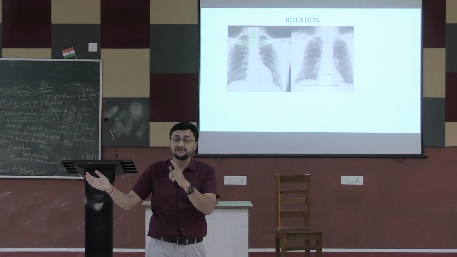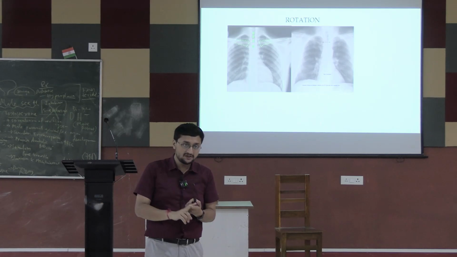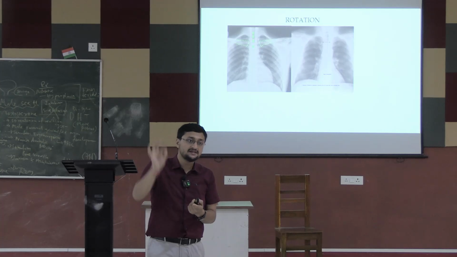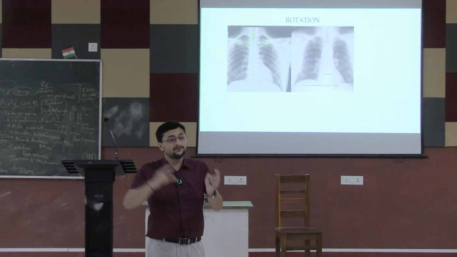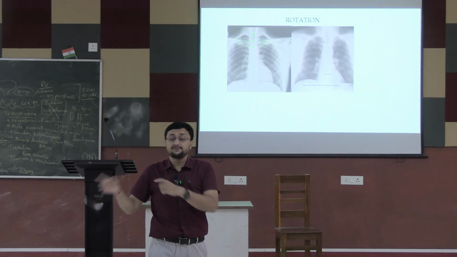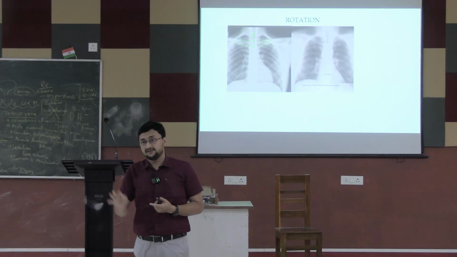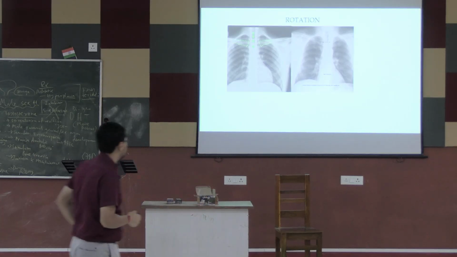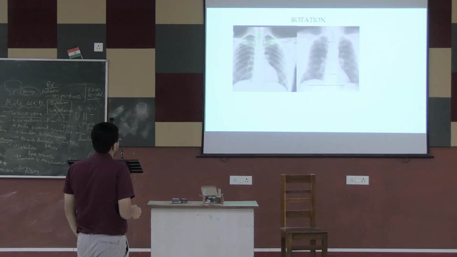How will you see the trachea? Trachea shifts to the right side. But this is wrong, right? So originally the trachea is central, but when the patient is rotated, the trachea's position also changes. So this is very important. Rotation you should assess. So how to assess rotation? This is the spinous process.